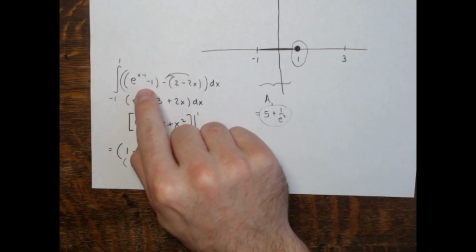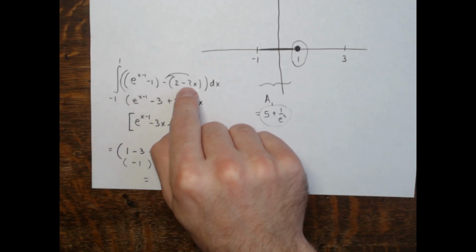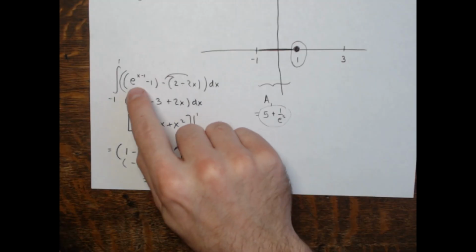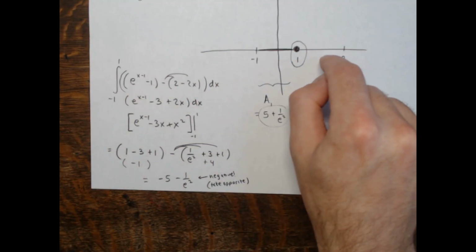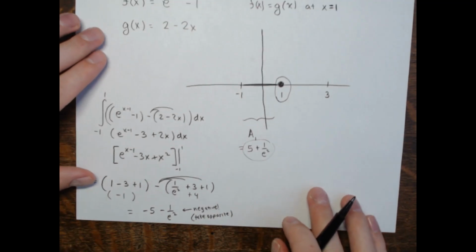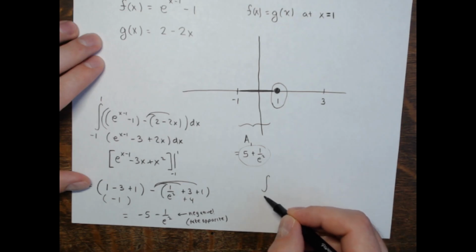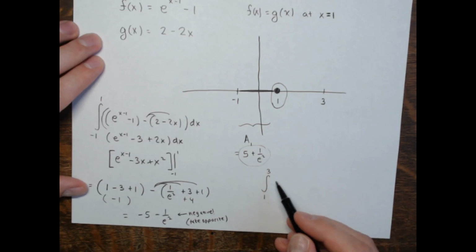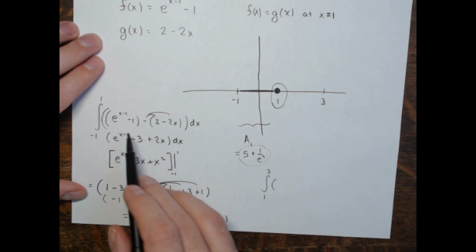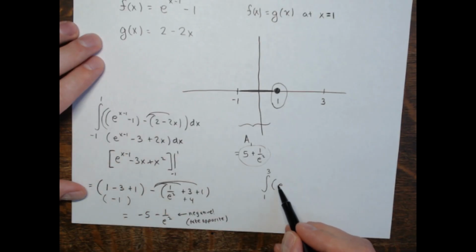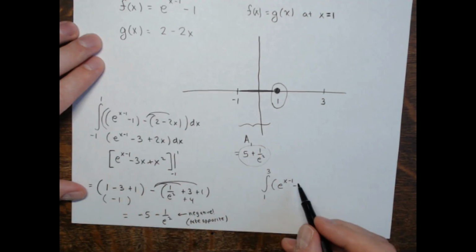Now that tells me that I had f on top, g on bottom, but it should have been the other way around, g minus f. So when I do from 1 to 3, f minus g should be the correct top minus bottom. So the integral from 1 to 3, and I'll do the same thing where I do f minus g here, and this should give me a positive value. Well, again, it's just this.